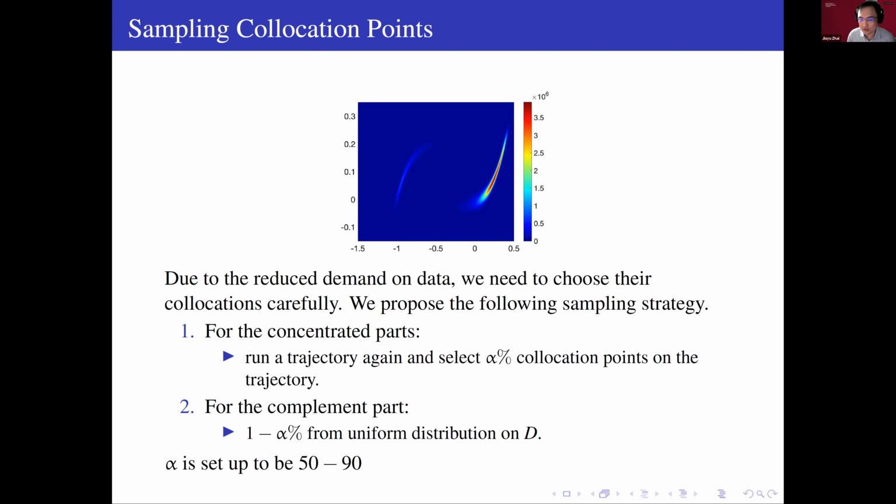So we provide the following strategy for sampling these collocation points. First, we just need to run the trajectory of the SDE again, and then choose alpha percent of the data collocation points on the trajectory. Then most of them will be located in the high density parts. And then we choose the rest of them using a uniform distribution to represent the information from other parts.